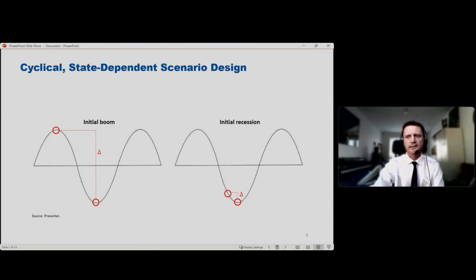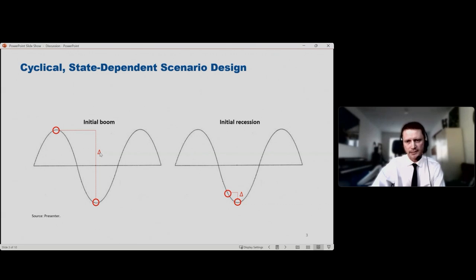On the following two slides, I have two conceptual slides up front before I come to the actual comments and suggestions. Here, just to recall the basic rationale, the basic philosophy behind cyclical state-dependent scenario design, which Nelly was also talking about earlier, is a visual representation: if we happen to be in an initial boom phase and we conduct a stress test at this point and ask what the buffer requirements should be, then we would want to consider a delta, a shift all the way down to the bottom of the cycle.